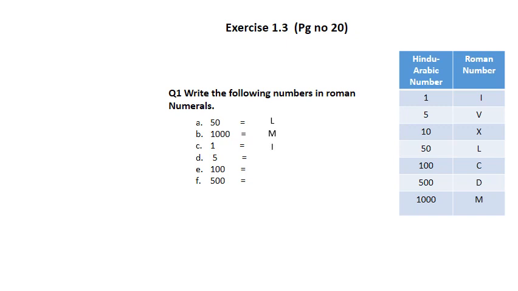Come on students, write down the answer for 5 in Roman. How do we write down this 5 in Roman? V. Very good. Okay, come on, tell the answer for 100. So your answer for 100 is C. 500. So the value for 500 in Roman is D.